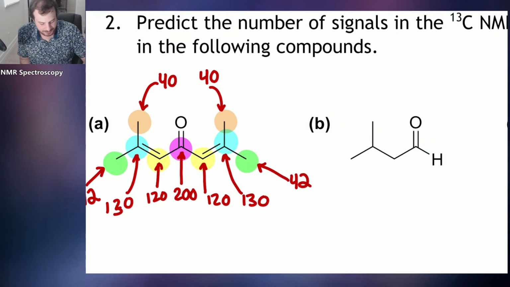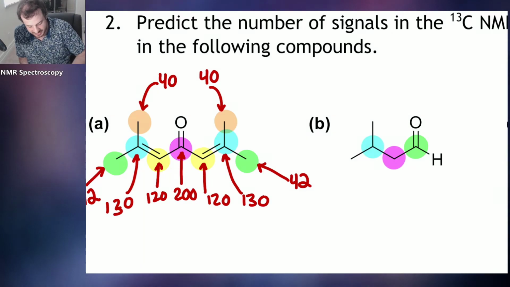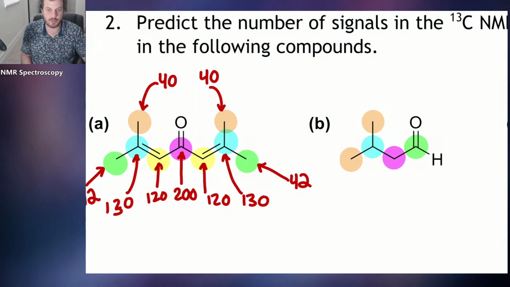Okay, let's try B. This is obviously a unique carbon. This is a unique carbon. This is a unique carbon. And then these two methyl groups are the same. There's no double bond here, so they can freely rotate around the bond and interchange those two positions. So those are the same.